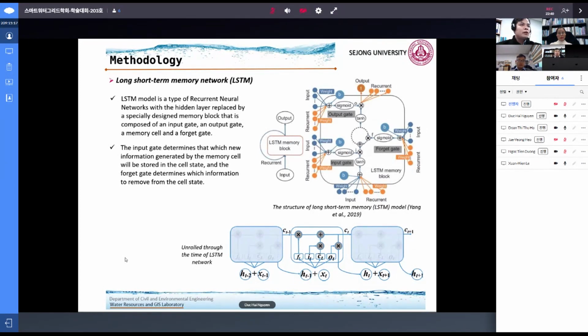We can see in the figure, the above figure shows the detailed long short-term memory, and below shows the LSTM network unrolled through time. This network has the gating structure of the neuron. That's why it may be helpful for time series prediction. It has also been demonstrated by many recent studies.